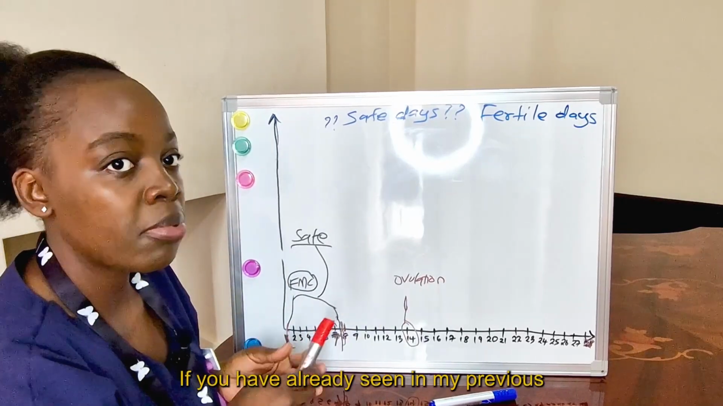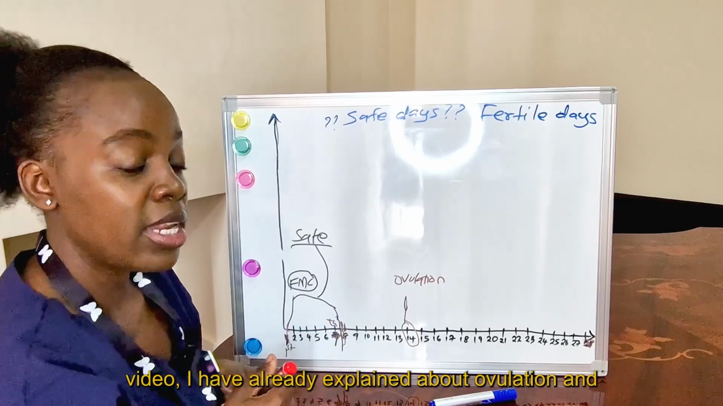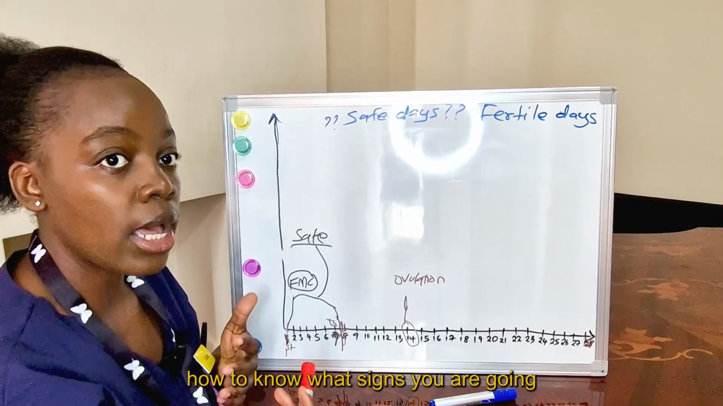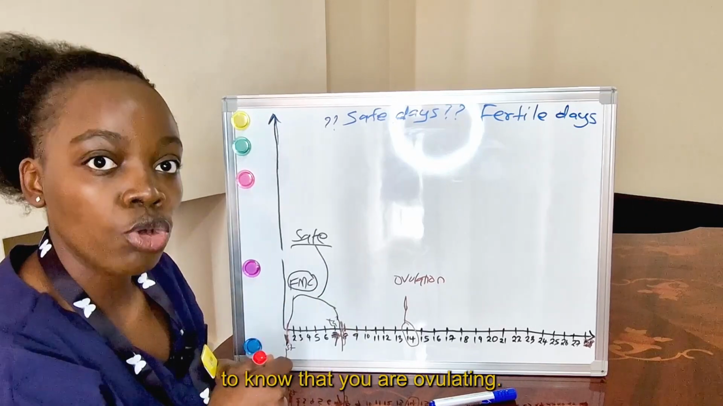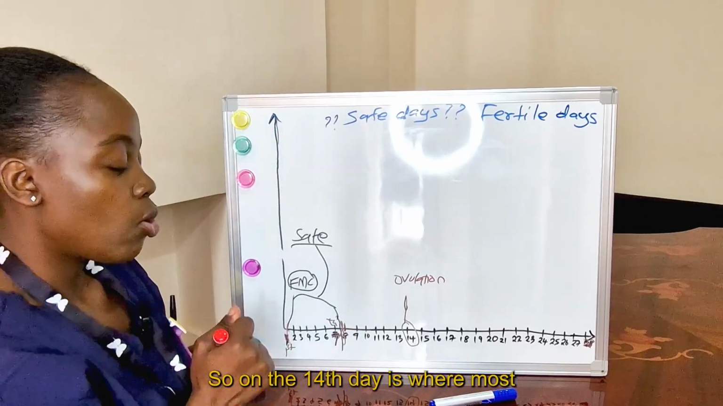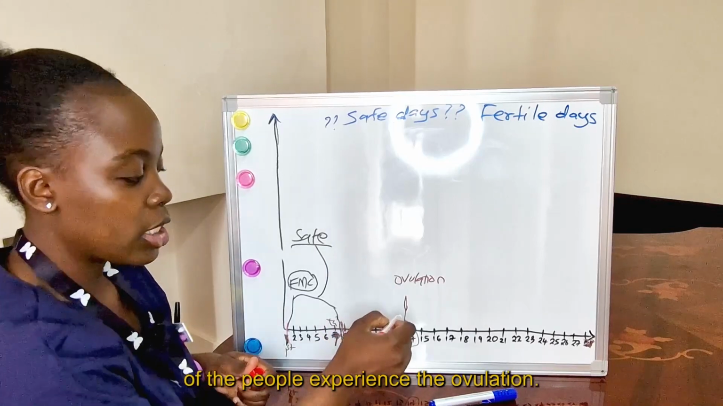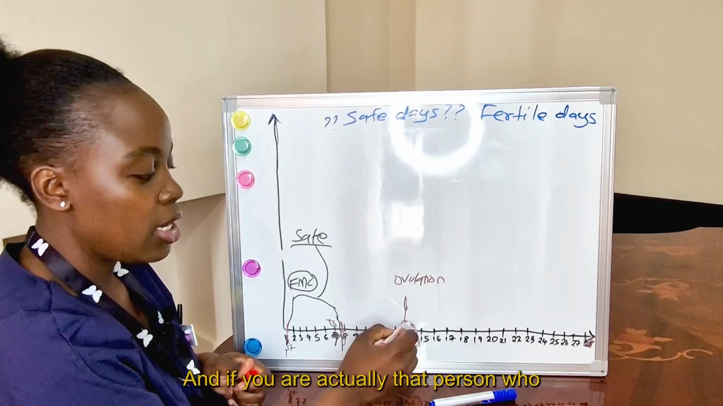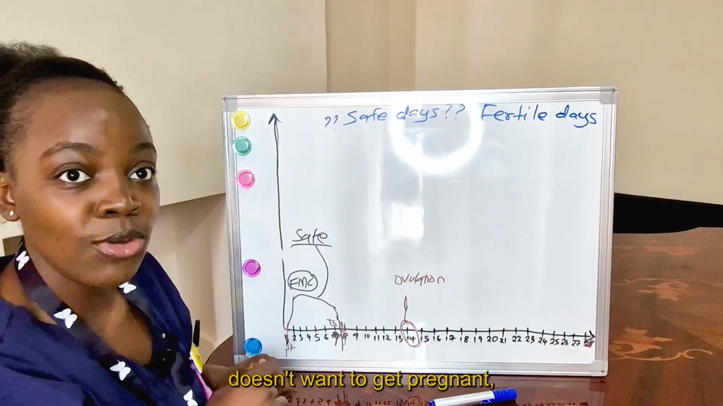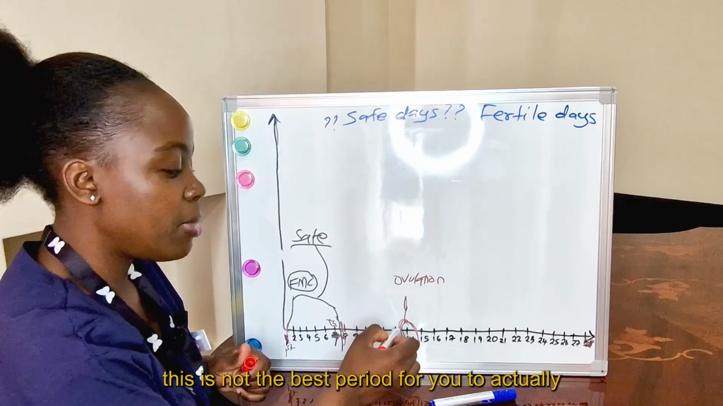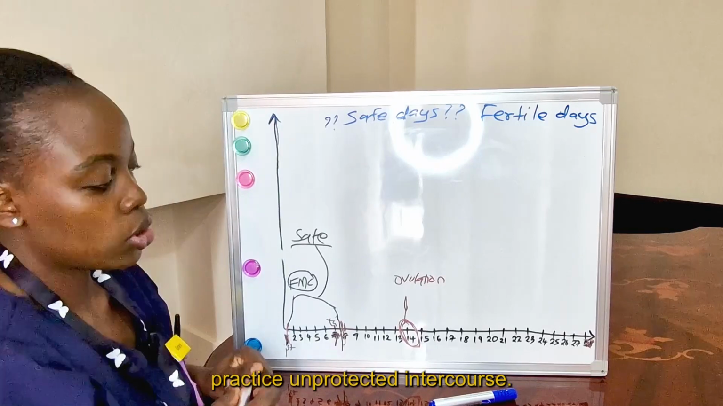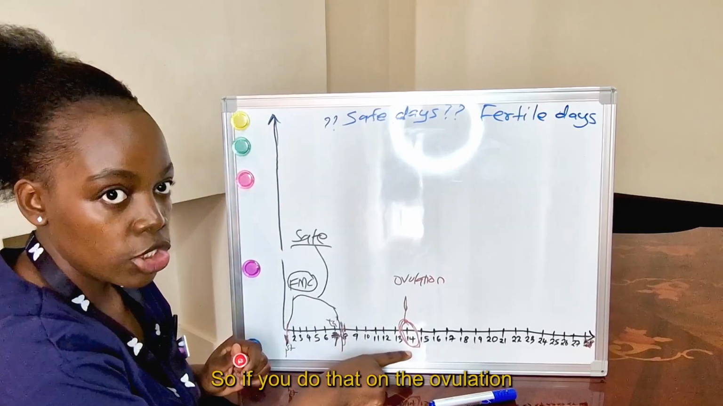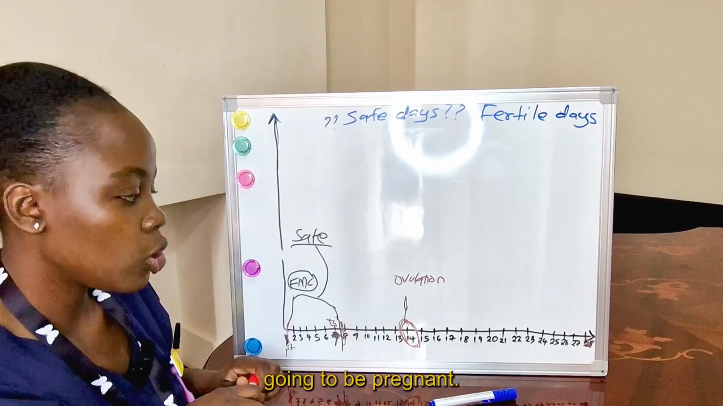If you've already seen my previous video, I've already explained about ovulation and what signs to look for in order to know that you're ovulating. On the 14th day is where most people experience ovulation. And if you're a person who doesn't want to get pregnant, this is not the best period to practice unprotected intercourse. If you do that on the ovulation day, then most probably you're going to be pregnant.